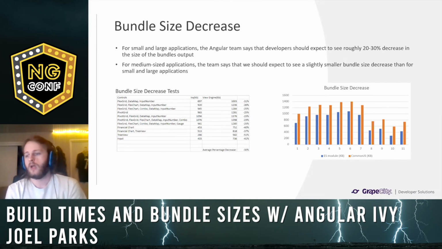And then we've actually done some testing with our own component library for bundling. As you can see in the grid on the left here, the second column is the final size in kilobytes for Ivy, and the third column is for the View Engine, and then the final column is the percentage decrease that we're seeing between bundling with Ivy and the View Engine. And then down at the bottom, you can see the average percent decrease is about 30%.